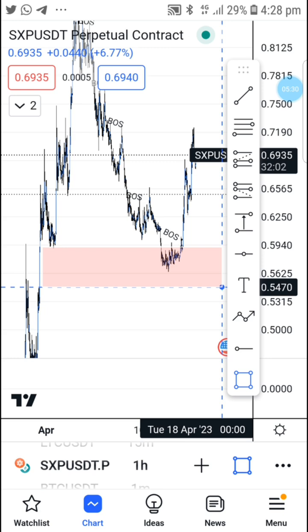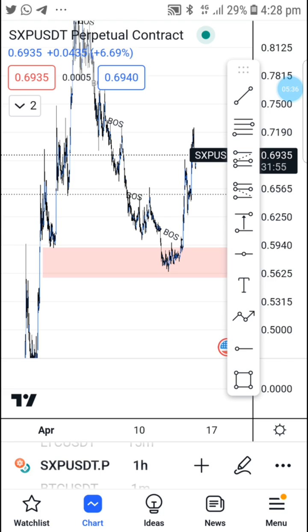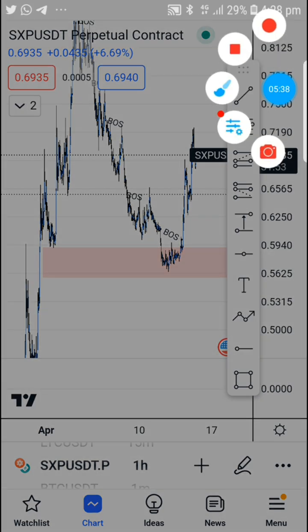Draw your demand zone around this point. Why did I draw my demand zone around that point? You know, I always give you my reasons.